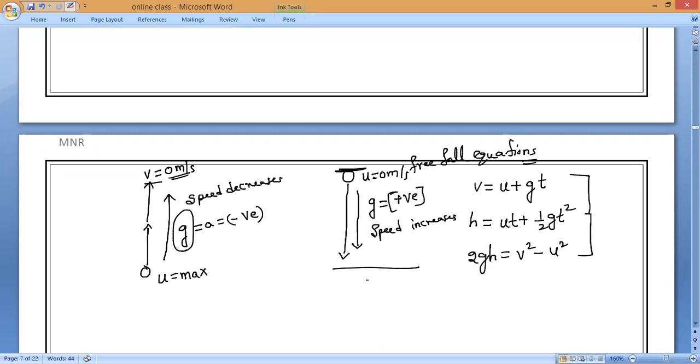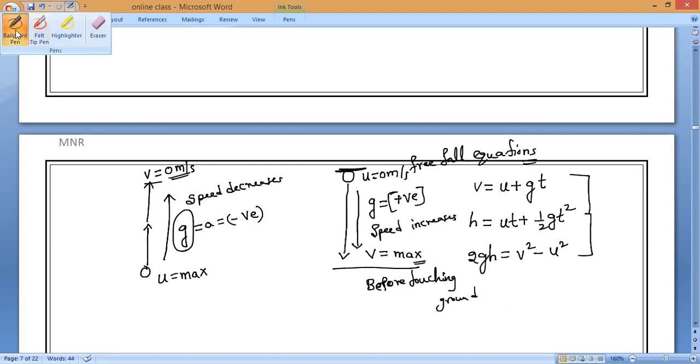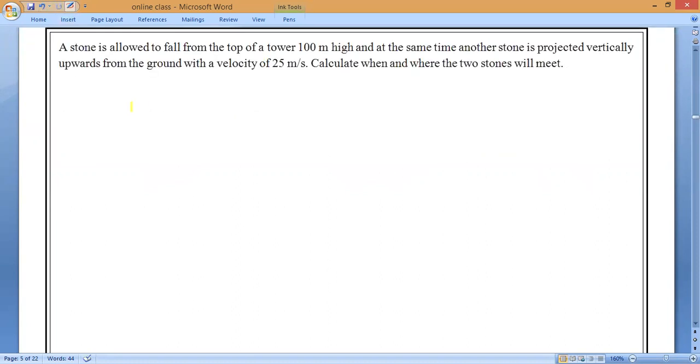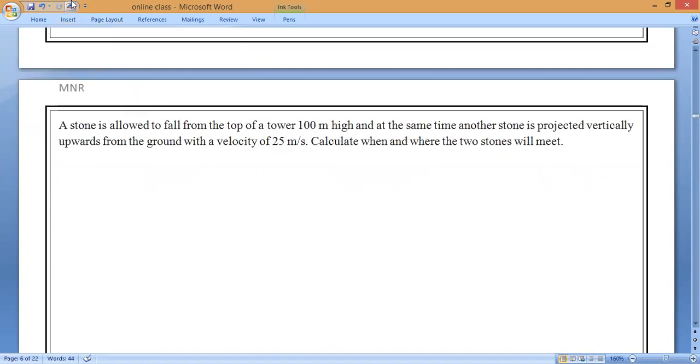And before touching the ground, it will be having what? Final velocity, and that will be maximum. So these two cases we are going to solve in the same question. That is our 17th question in our NCERT. A very, very important question, so observe the question carefully so that it is very easy to solve.